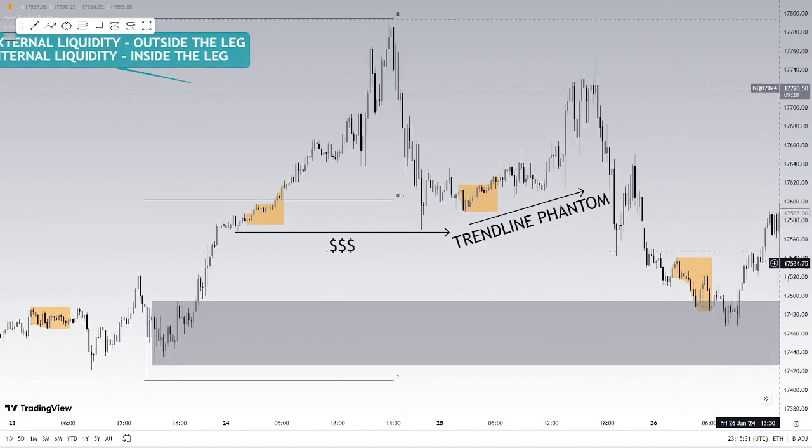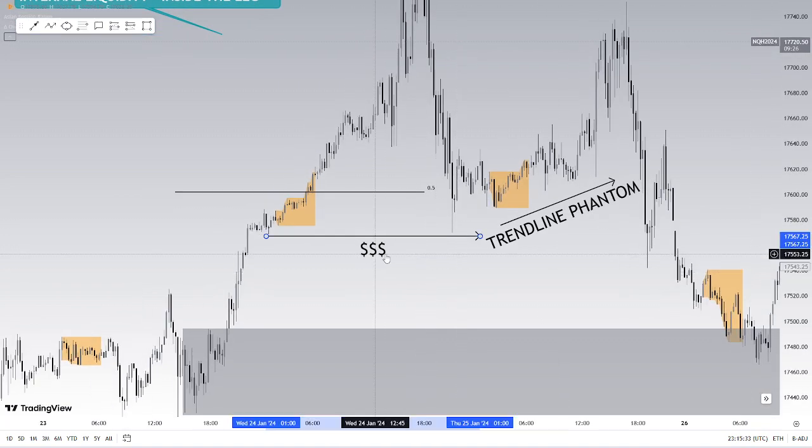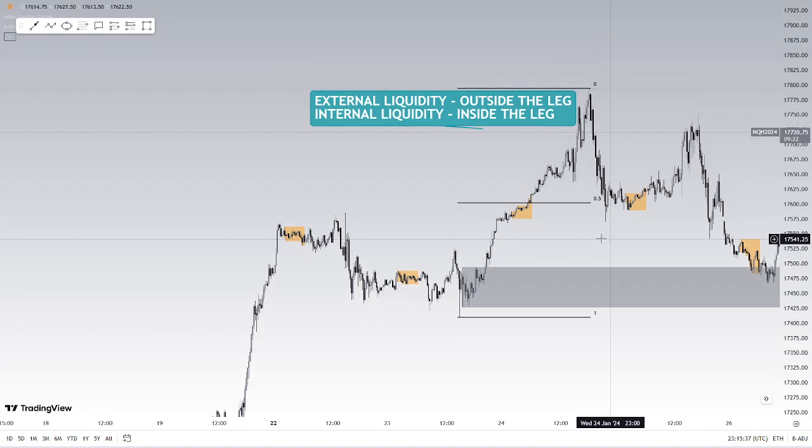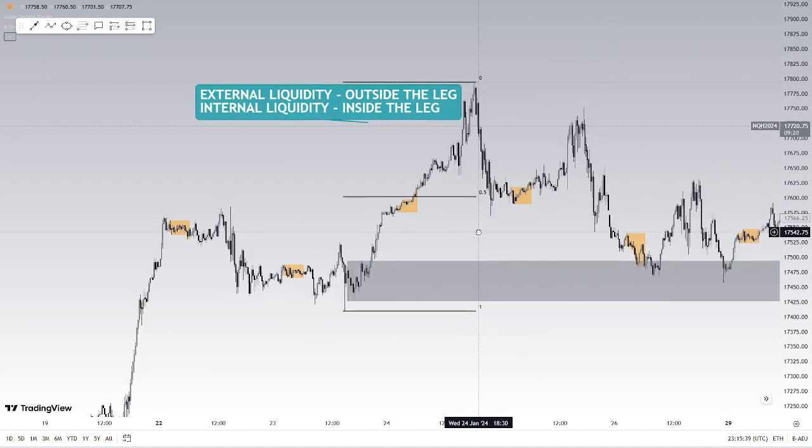So this is important to understand, right? Internal versus external liquidity, right? Now the next thing we're going to go over is how you can frame a trade on NQ.